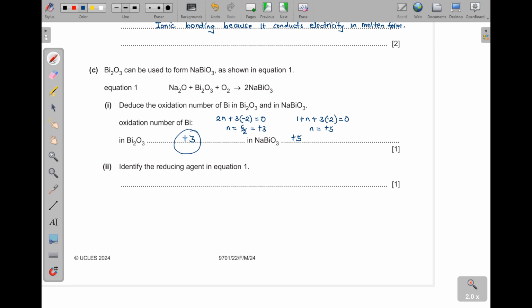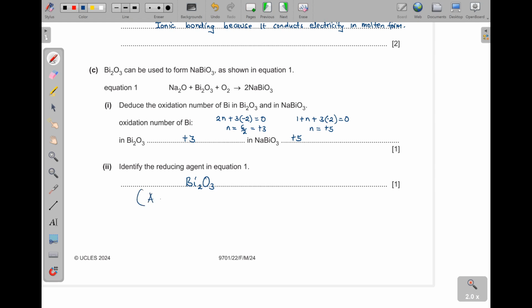So when you look at the oxidation number here, it is +3, and the oxidation number of bismuth here is 5. So there is an increase in oxidation state. If there is an increase in oxidation state, a reducing agent gets oxidized in return. So the oxidation number of bismuth in here has increased. That means this one here is the reducing agent because it has gotten oxidized. So I'll write bismuth oxide here. That is the reducing agent.